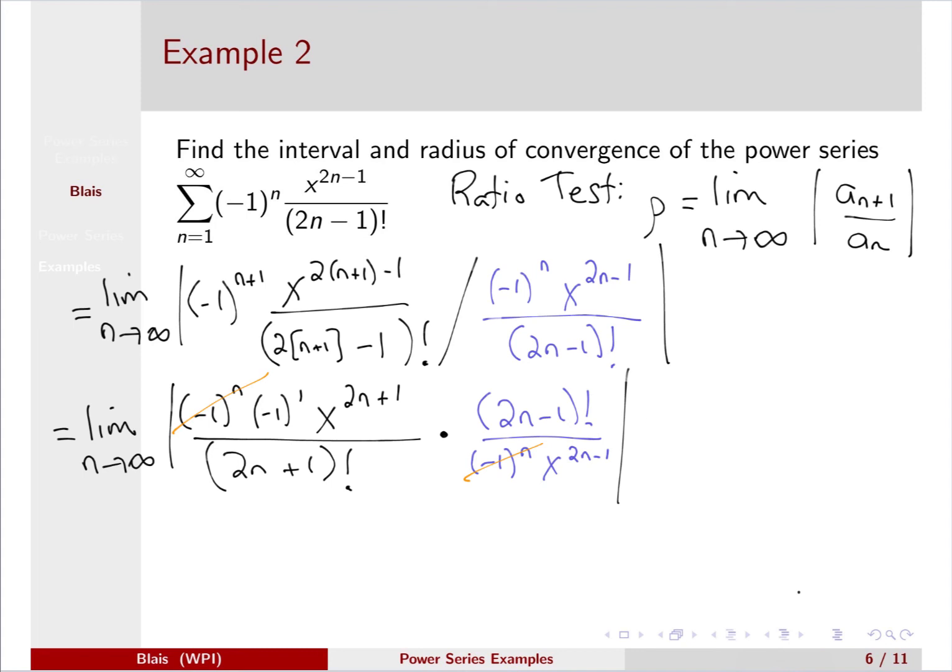This can be written as the limit as n goes to infinity. What we want to do is get some cancellation. We have an x to the 2n plus 1, x to the 2n minus 1. Let's use our rules for exponents to rewrite this as x to the 2n times x to the 1.